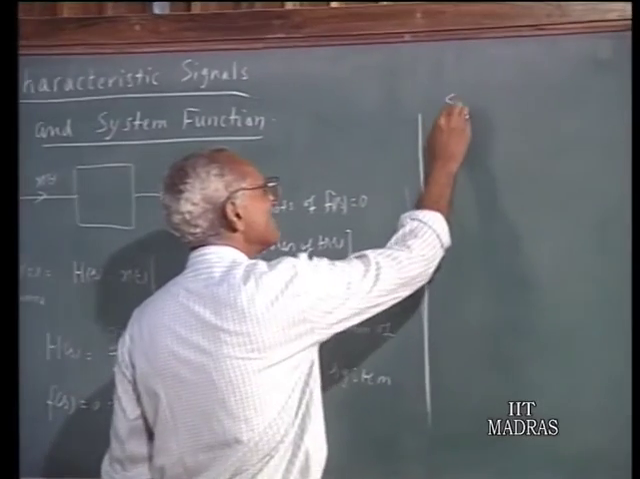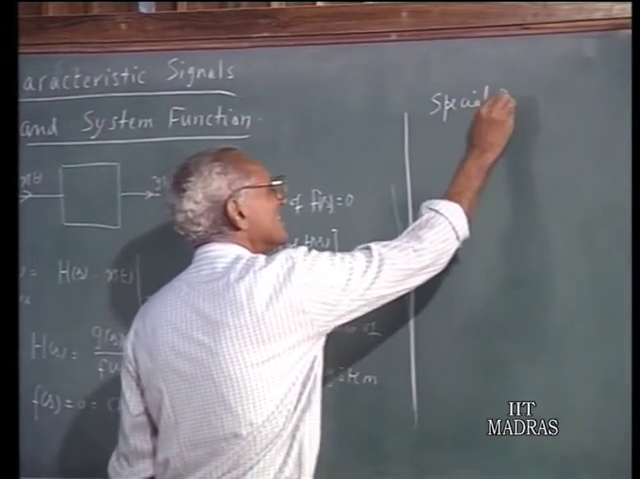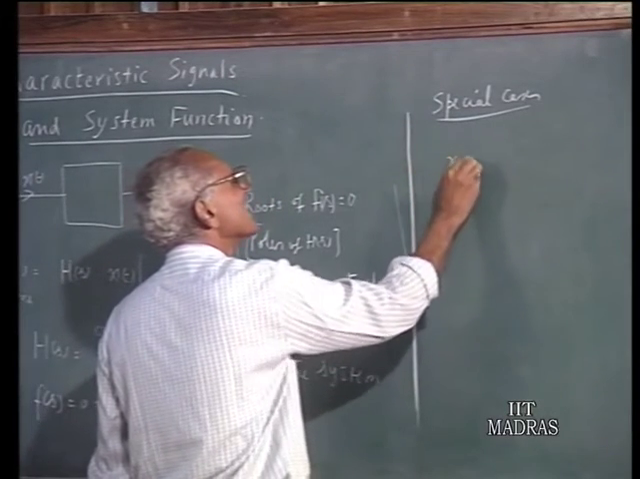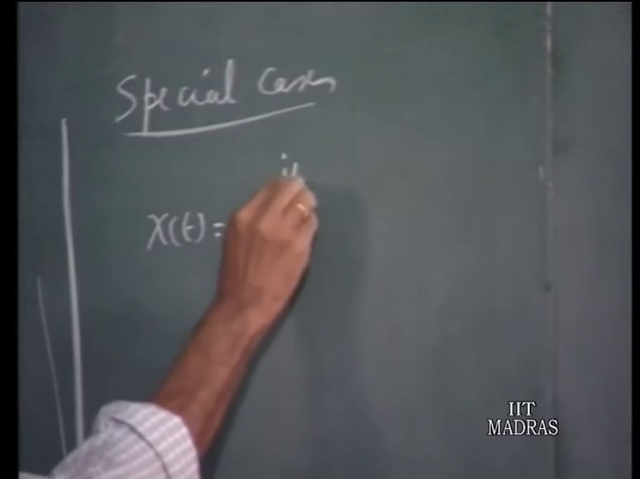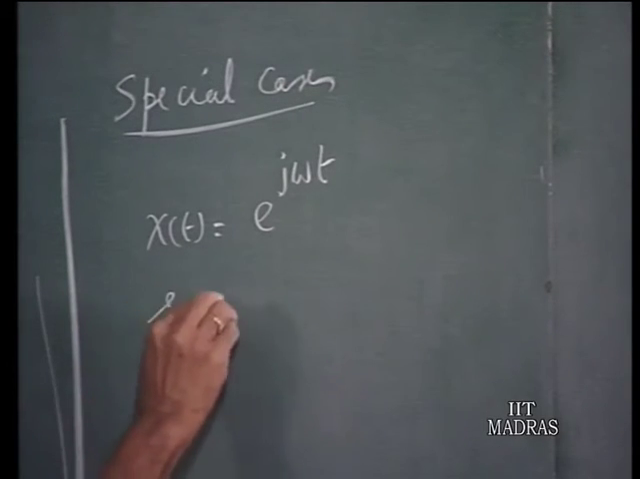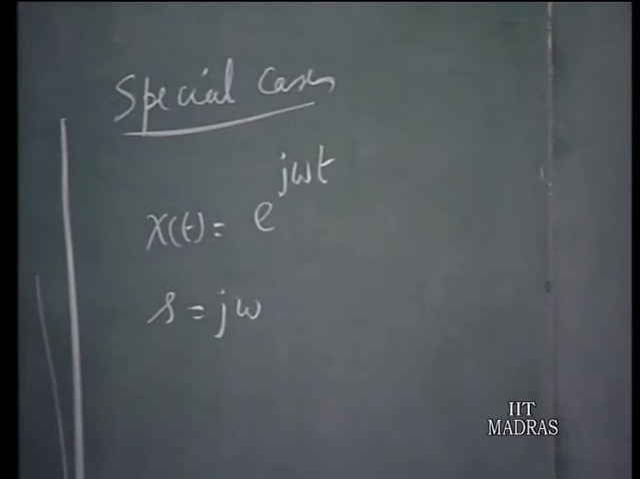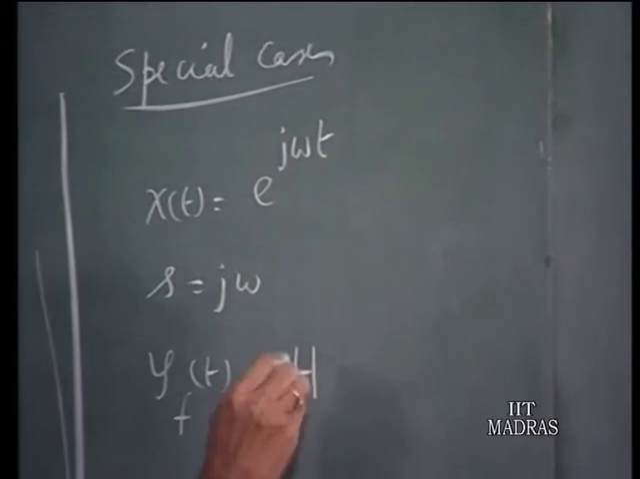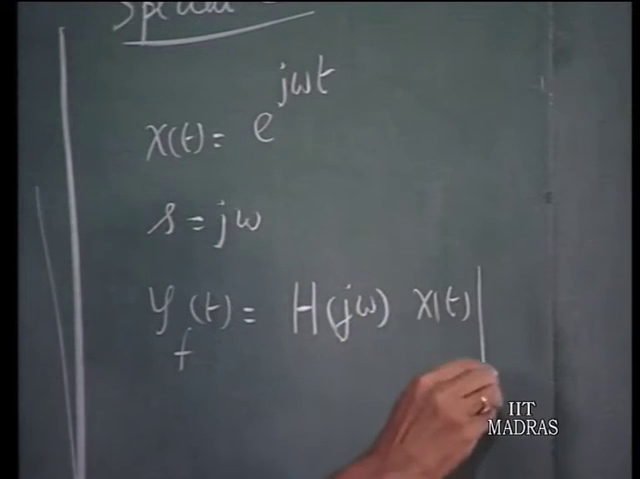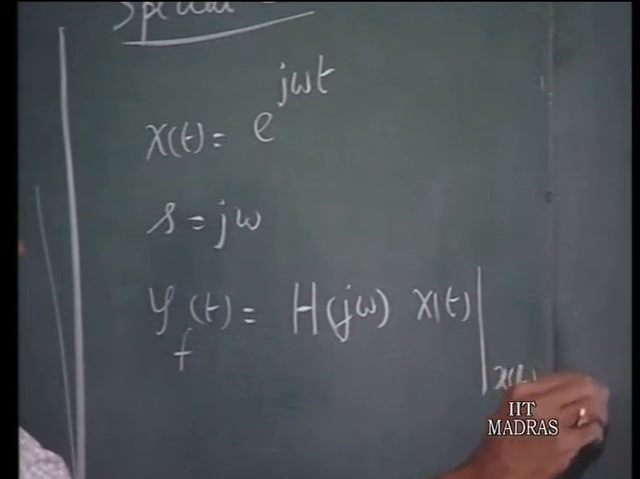In special cases, it often turns out that we would like to have x(t) of the form e to the power of j omega t. This is a special case of x(t) being e to the power of st. If x(t) is e to the power of j omega t, that means we are taking s equals j omega, in which case the forced response will be H of j omega times x(t), where x(t) is e to the power of j omega t.